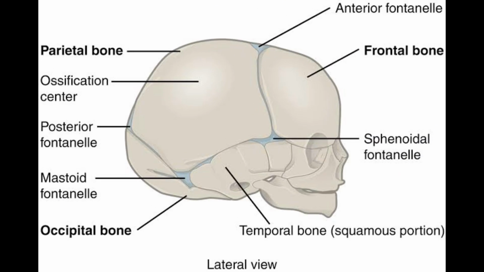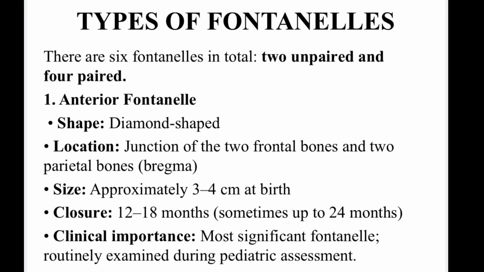Now the next we'll be talking about is the types of fontanelles. How many types of fontanelles do we have? We have introduced the fontanelles. We have talked about how they develop. Now we are talking about the types of fontanelles. We have 6 types of fontanelles. 2 are unpaired and 4 are paired. So you'll be seeing it on your screen one after the other.